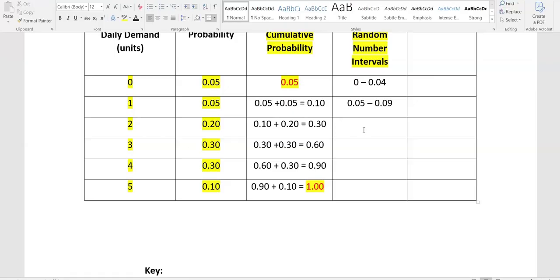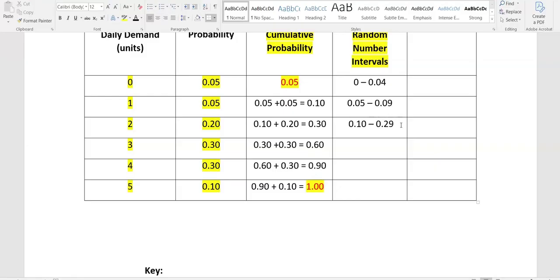Then you keep counting from the upper limit of 0.09. You move 1 unit up to 0.10, to 1 unit less than the cumulative probability that we're in line with, which is 0.30. So that's going to be 0.29. Get it? Everyone is good there? Yes, sir. Okay. Kadia, do you follow that? Yes, sir. All right.